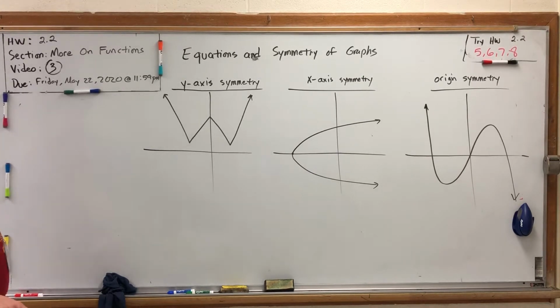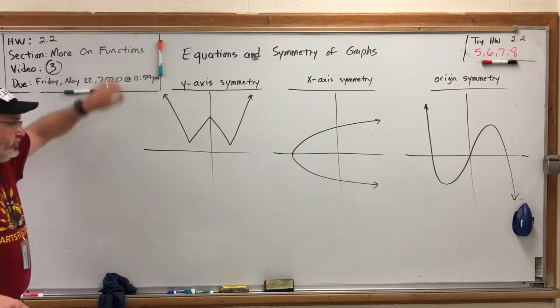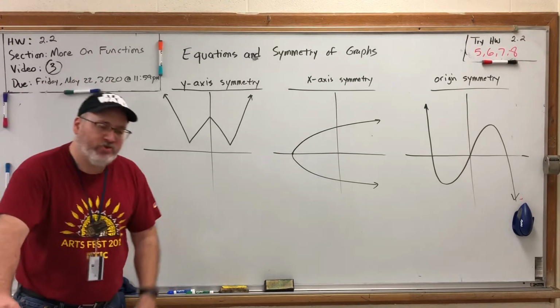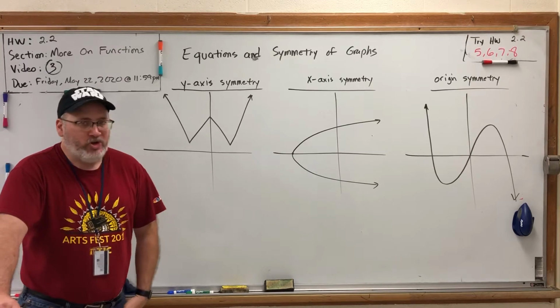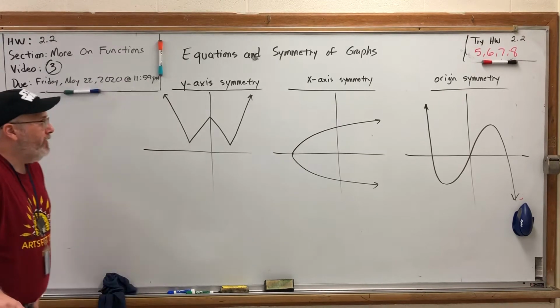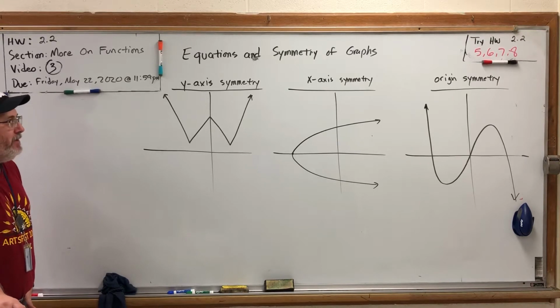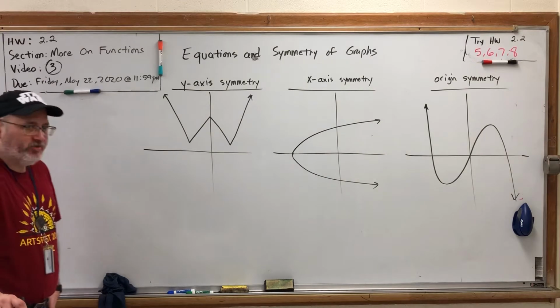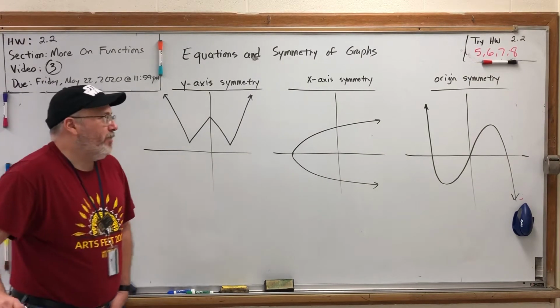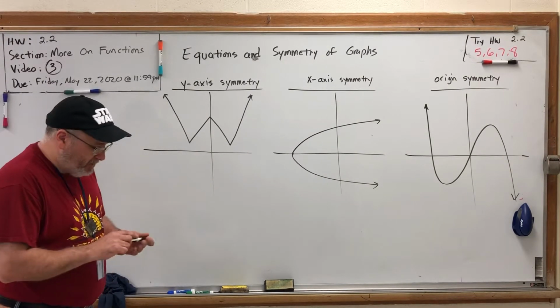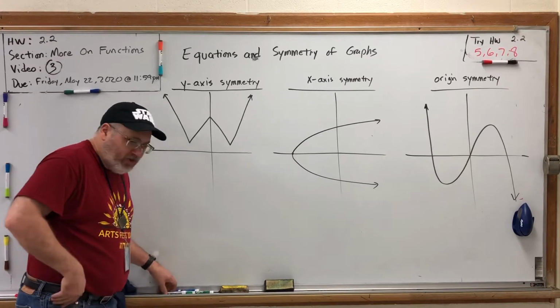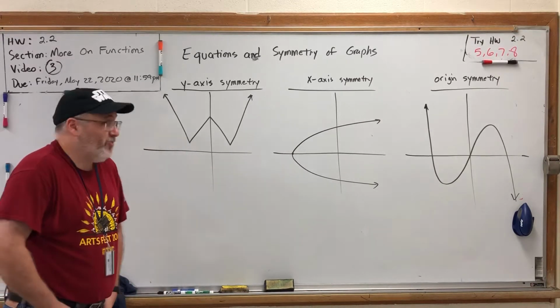Now, although this section is about functions, we're going to step back from functions briefly and talk about equations in general and try to figure out how we can determine, in advance of graphing an equation, whether the equation's graph will have a certain type of symmetry. Now on the board I've got 3 types of symmetries, but honestly there's an infinite number of symmetries, but we're only going to focus on these 3.